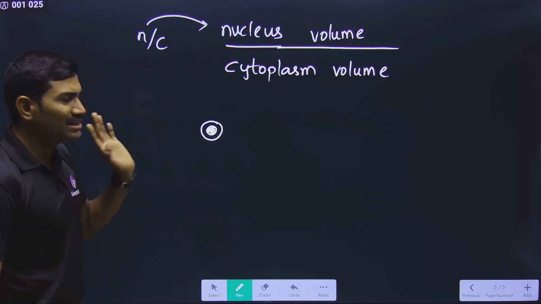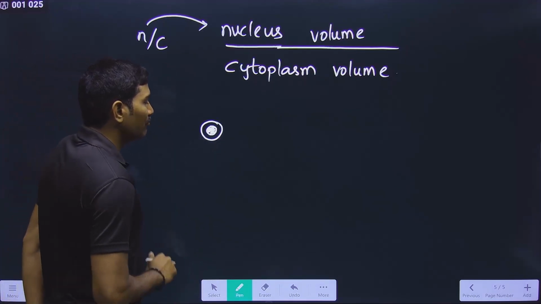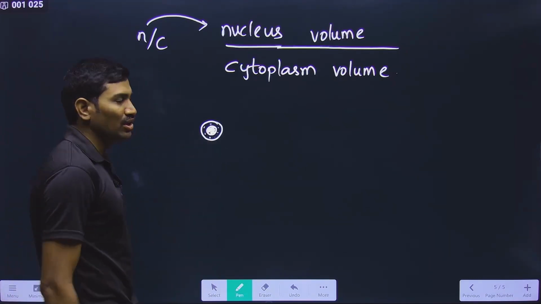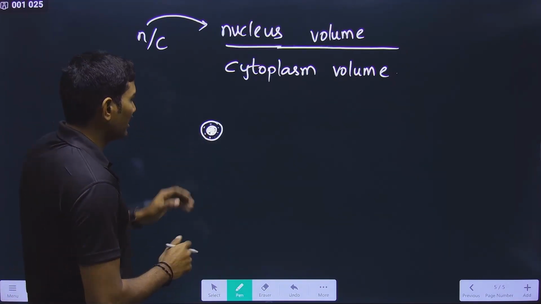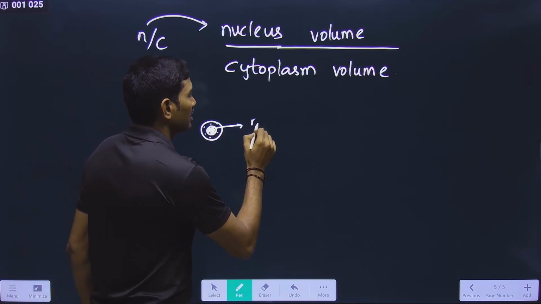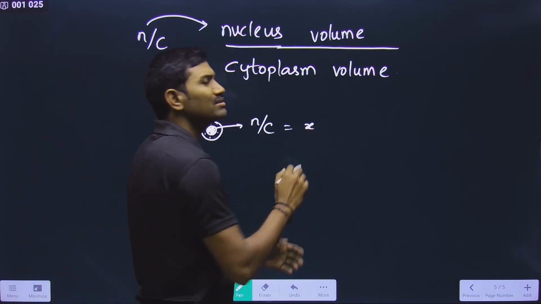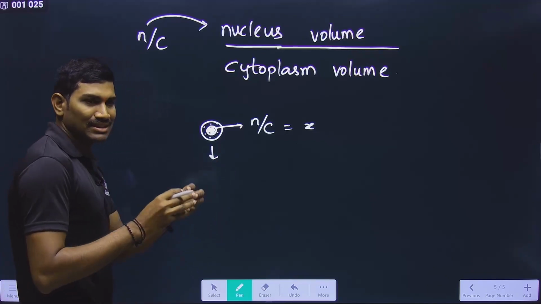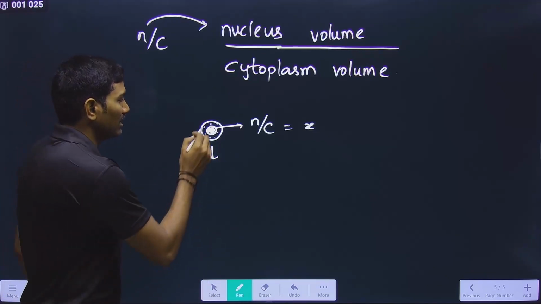Sorry, it is having a nucleus. So now if you are observing, this is the nucleus and this is the cytoplasm. Yes or no? For the newly formed cell, what happens? Now here it is having a particular value of N by C. Some value is there. Now what happens when the cell grows, when the cell is increasing in size?